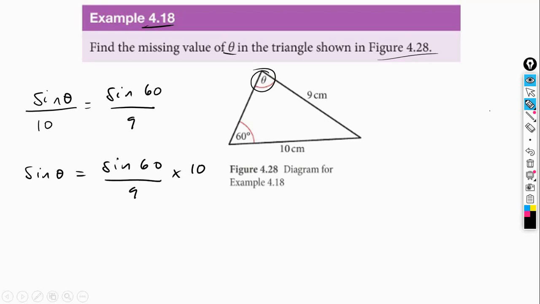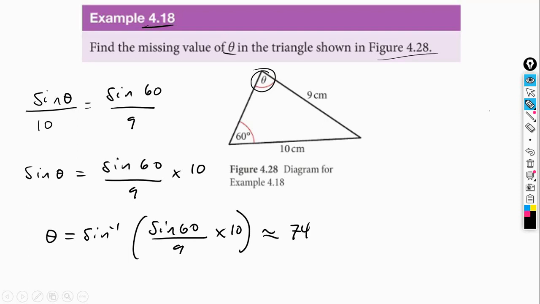But they want the angle, so we have to use the inverse sine. So we say theta is equal to the inverse sine, and plug in the whole expression: sine of 60 divided by 9 times 10. This is going to give you approximately 74.2 degrees rounded to 3 significant figures.